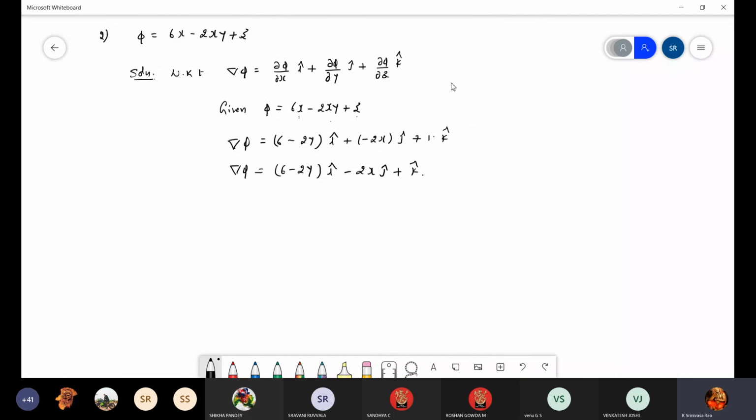Third problem. Phi equals 3x square y minus y cube plus z cube.